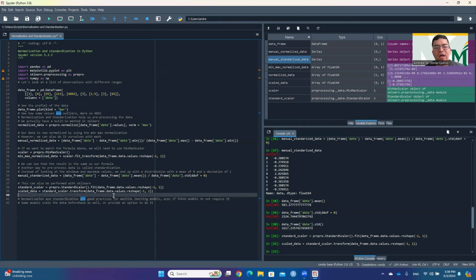With that being said, I hope that this helped you learn more about standardization and normalization and their uses, and that it's not only good for pre-processing data, but can also give you some insights on your data as well.